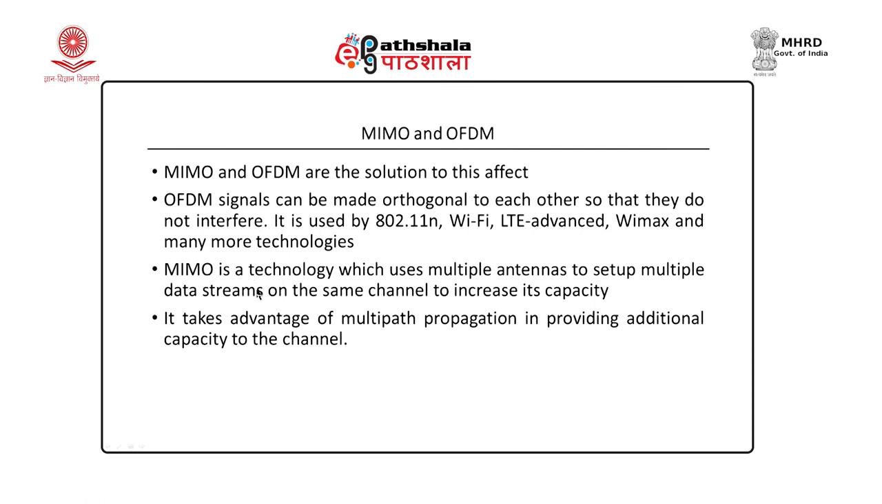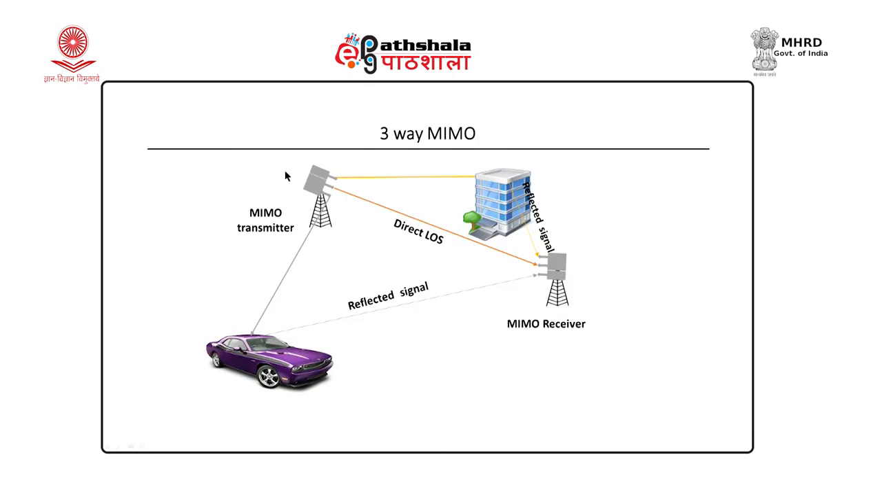MIMO is a technology which actually takes out the good from the worst. What does it mean? It takes advantage of multipath propagation. To minimize the effect of multipath propagation, it uses multiple antennas, and these multiple antennas will handle multiple data streams on the same channel to increase its capacity. You can just see the diagram.